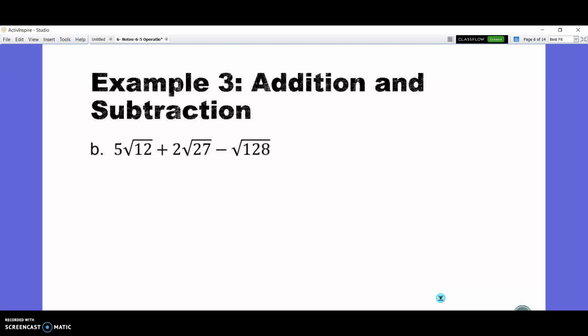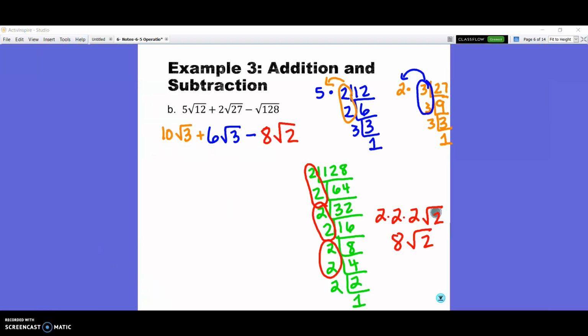If you want to pause the video here and try this one on your own, feel free. Okay, so for this one, I simplified 5 square root of 12. I put the 5 on the outside, broke down 12 into the prime numbers. I had a pair of 2's, and then that 2 gets multiplied with the 5 to make 10. Same thing here with the 2 square root of 27. I put the 2 on the outside, broke down 27, had a pair of 3's. 3 times the 2 would make 6 square roots of 3.